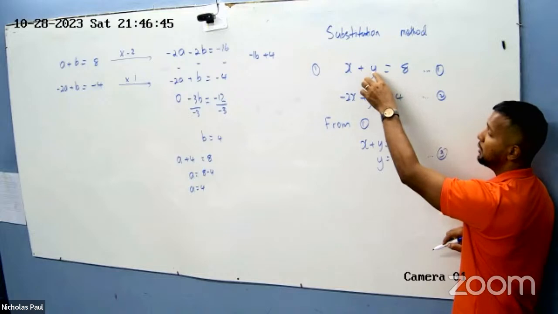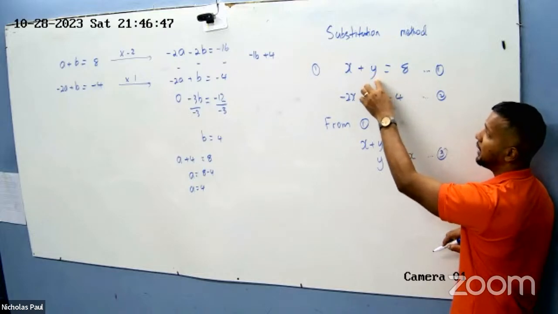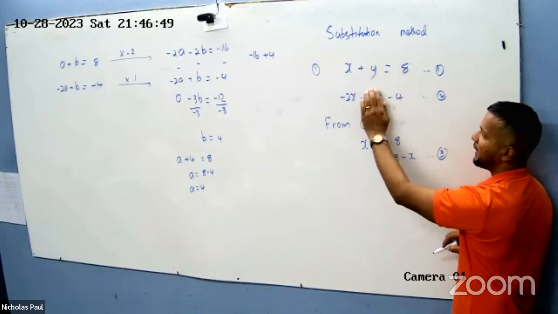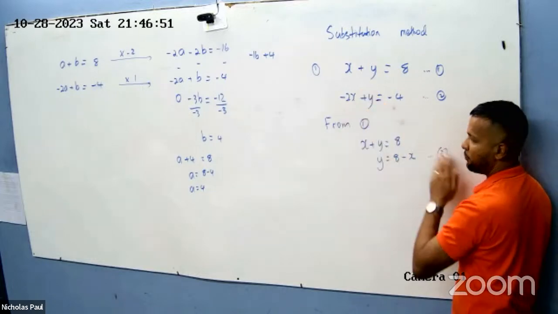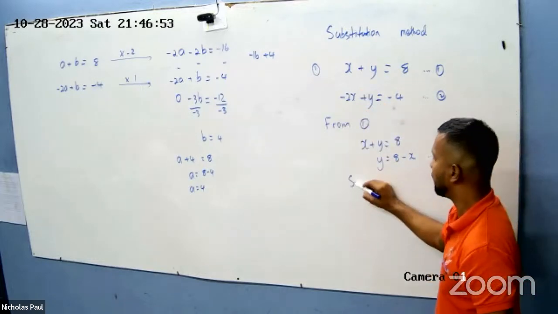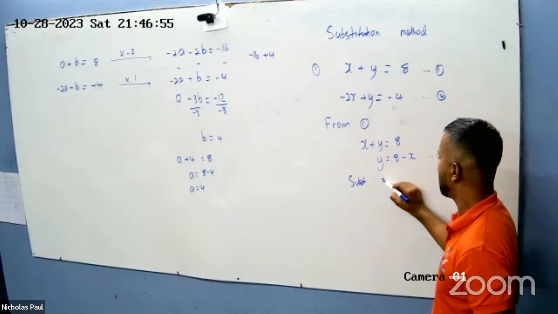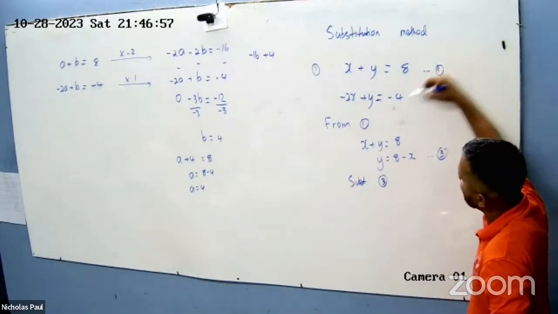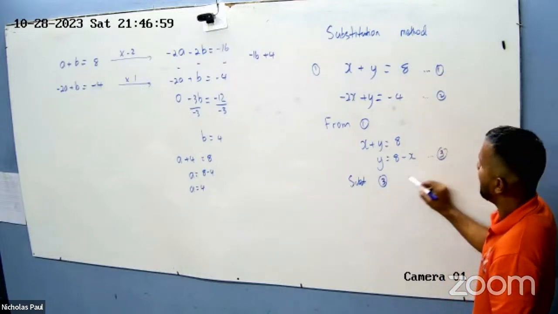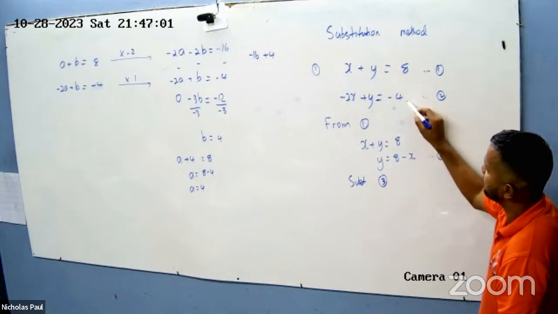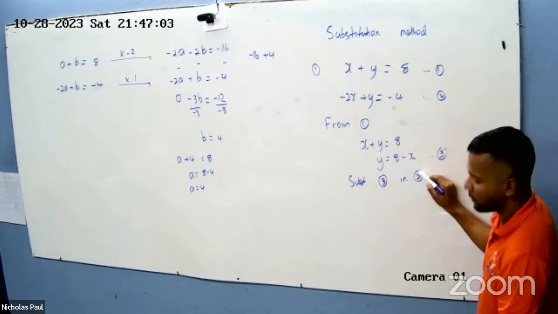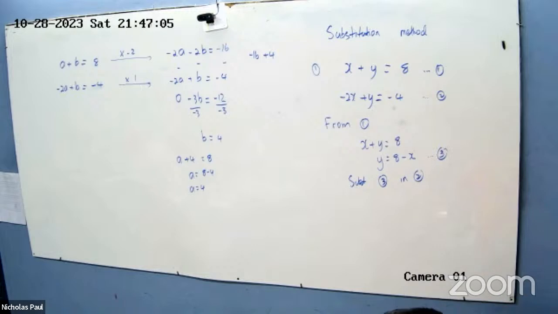I am going to use this y to eliminate the y in the next equation. So I made y the subject. I'm going to substitute that in here, and I'll get rid of y, and I should be able to solve it. So I'm going to substitute equation 3, not in 1, I used 1 here already. I'm going to substitute 3 in 2, and that will eliminate y.